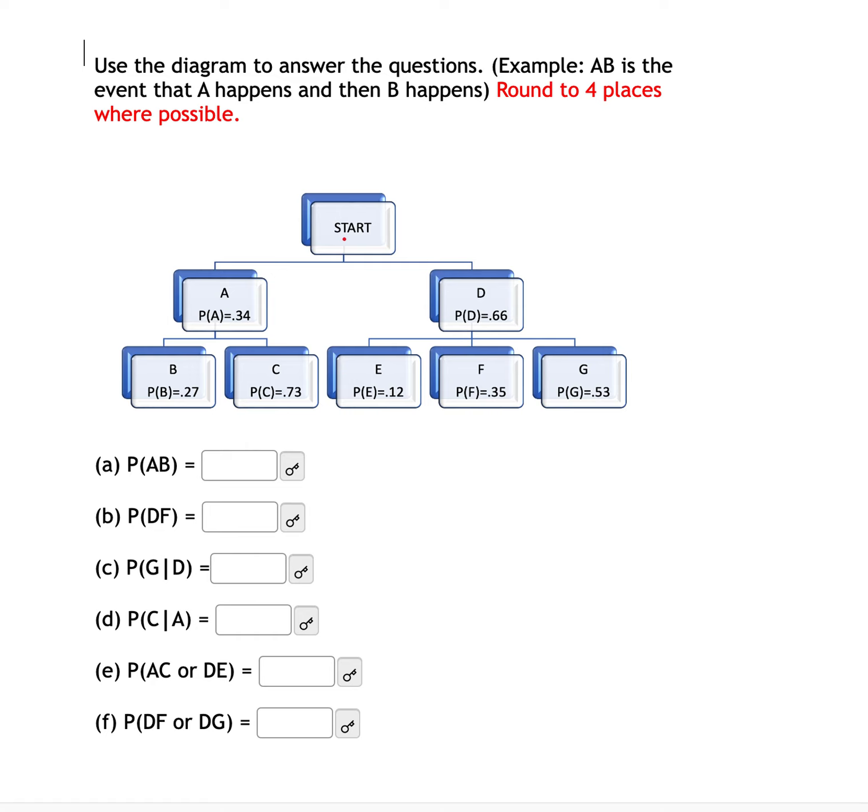So we're just going to follow the trail down the tree through the branches, and we're going to find the probability of each one of these. So the probability of A happening is 0.34, and then the probability of B happening is 0.27. So when I multiply those together, because remember A and B, those AND statements means to multiply. So when I take 0.34 times 0.27, that's going to give me 0.0918.